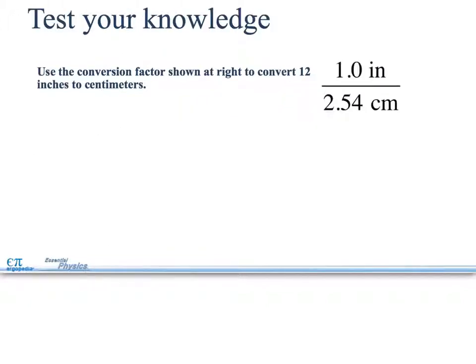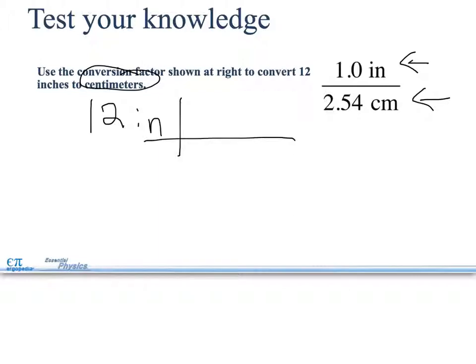Use the conversion factor shown at the right to convert 12 inches to centimeters. So take a look at this. You are going to start with 12 inches. So we want to convert 12 inches to centimeters. And we know that 1 inch is equal to 2.54 centimeters. So if I'm going to convert that, let's take a look at what happens.